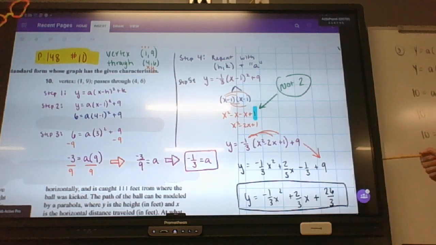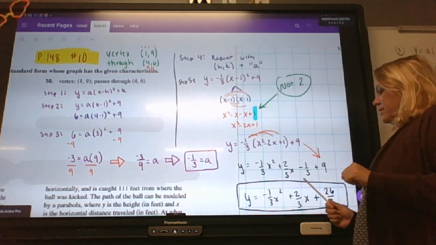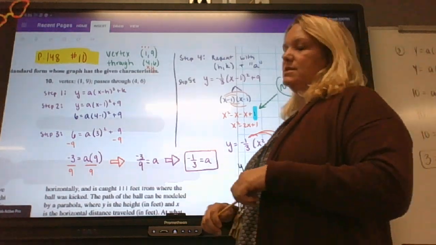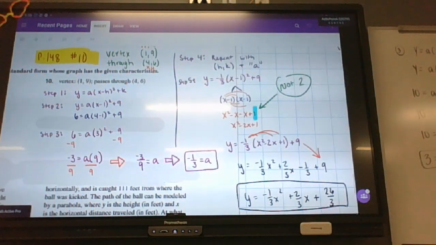There we go. All right, so this is what I want you to do: combine like terms. Negative 1/3 plus 9 turns out to be 26/3. And if you don't like fractions, use a calculator. If you're doing fine and you wish you were a little challenged, well then don't use a calculator. Do your fraction work mentally. 27/3 minus 1/3 is 26/3.